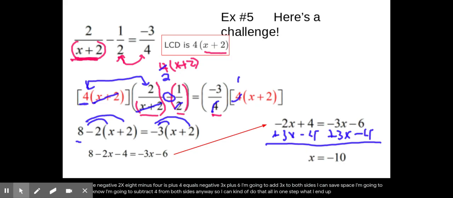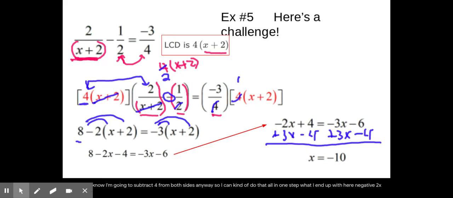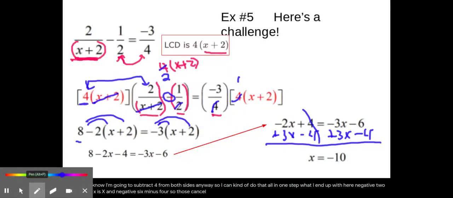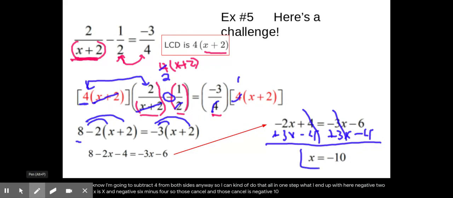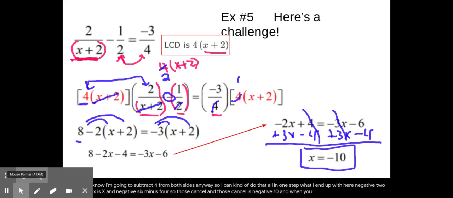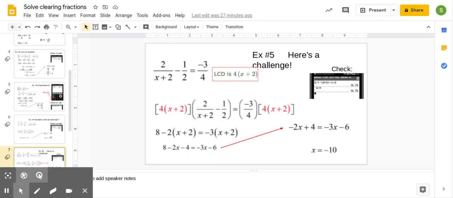What I end up with here, negative 2x plus 3x is x, and negative 6 minus 4, so those cancel and those cancel, is negative 10. Now again, when you check this, you need to check it in parentheses.